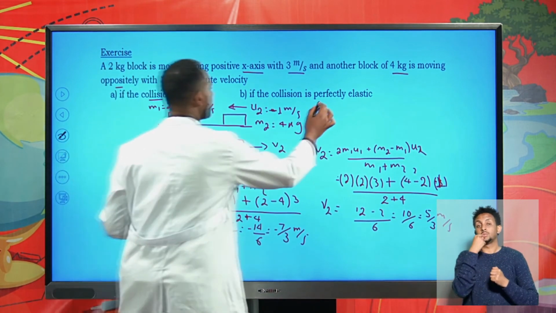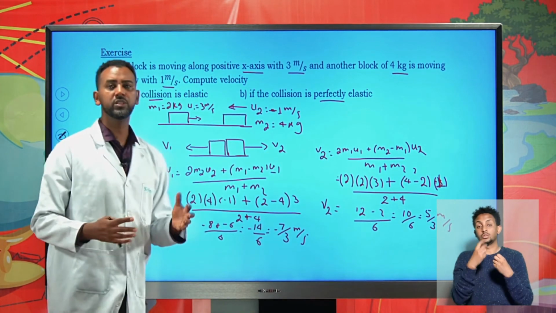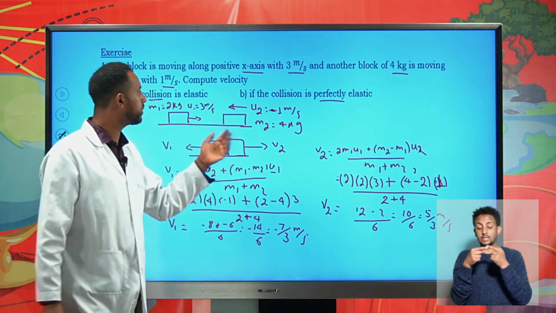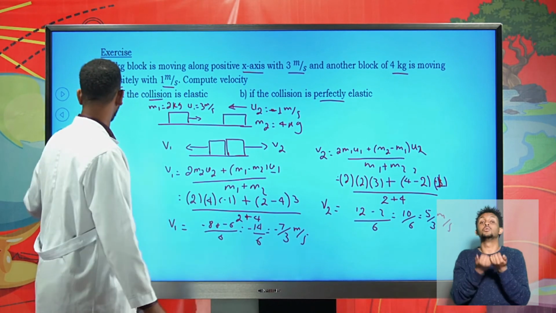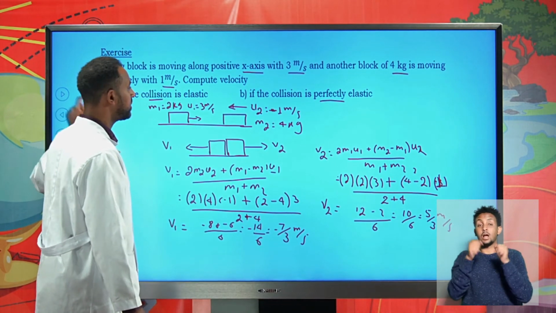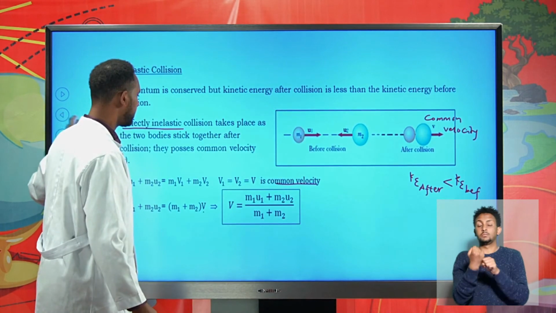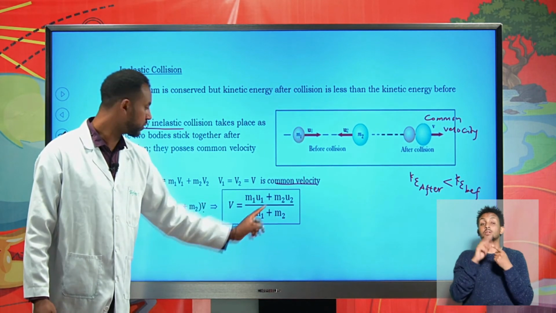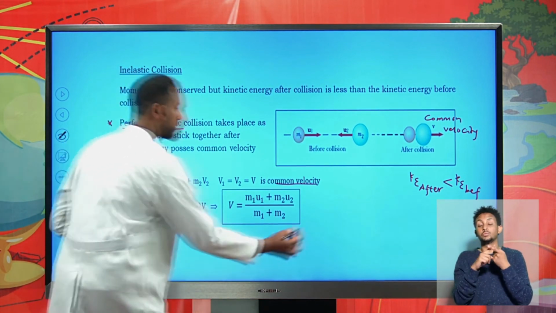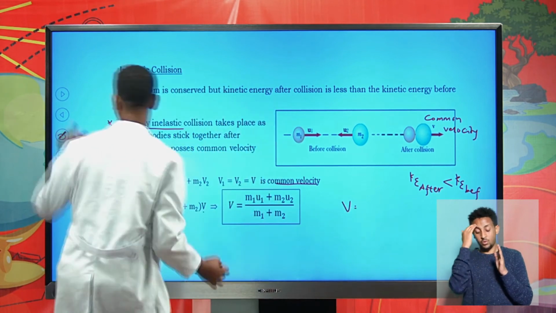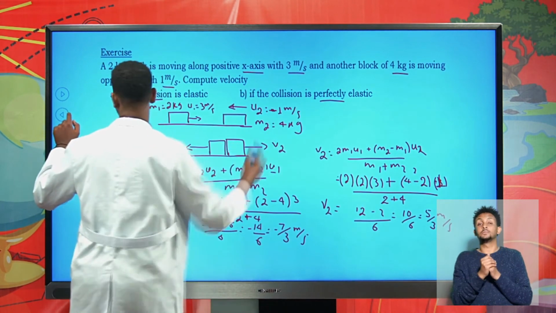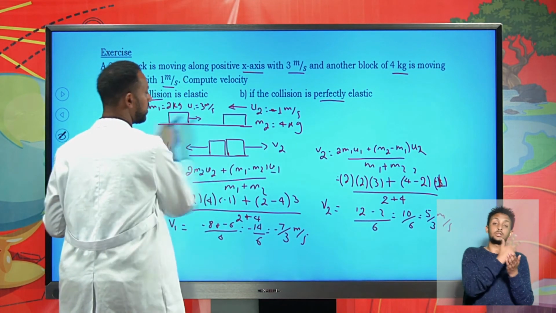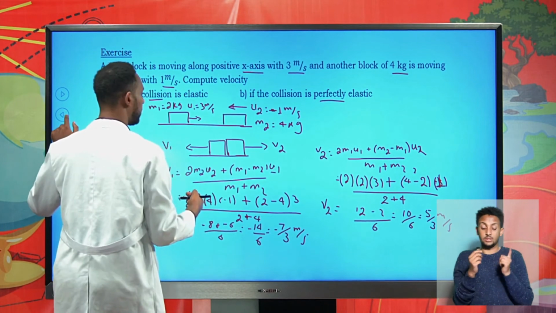Now a perfectly inelastic collision. If the two bodies collide perfectly inelastically, meaning after collision they stick together, how do we determine their common velocity? Well, their common velocity can be determined using the previous equation. We have a common velocity v equal to (m1 u1 plus m2 u2) over (m1 plus m2). So v, the common velocity of these two particles: m1 is 2 kilograms, m2 is 4 kilograms. The initial velocity of this particle is 3, and this one is negative 1.